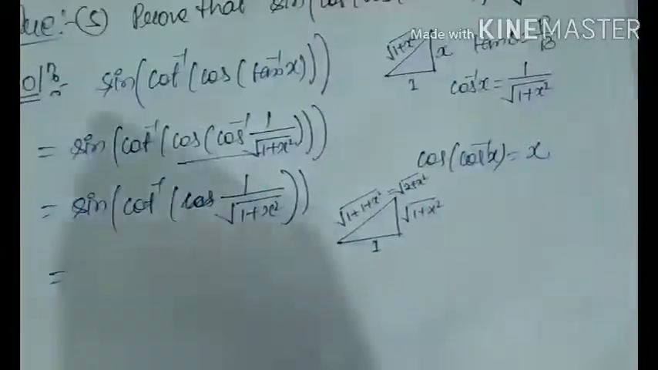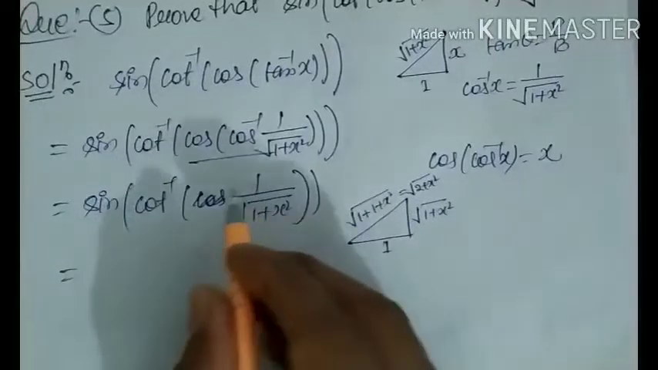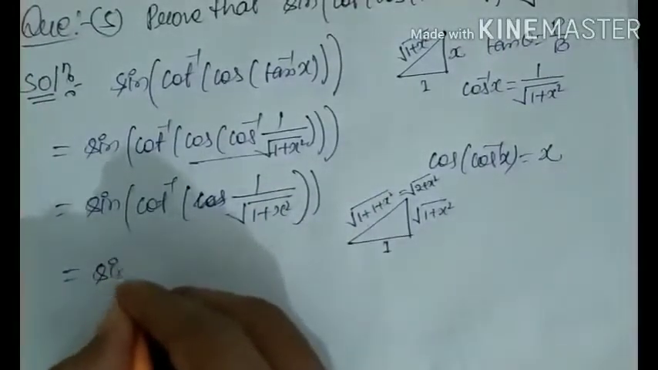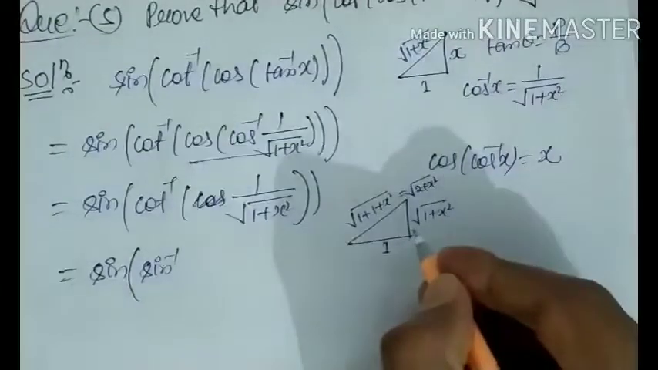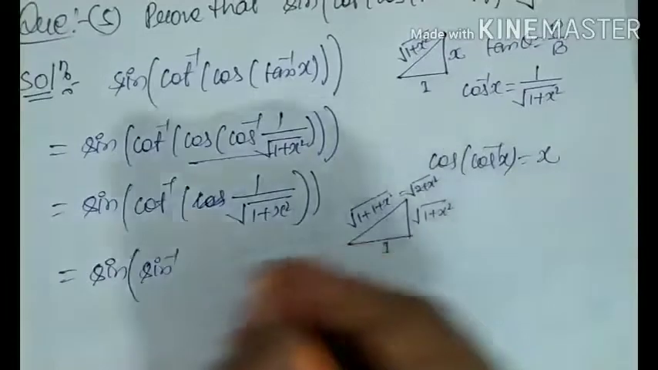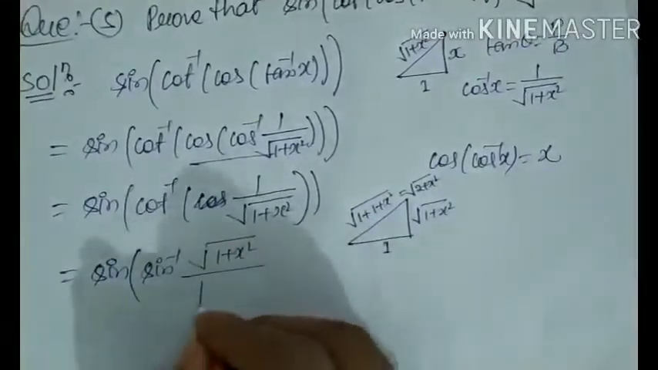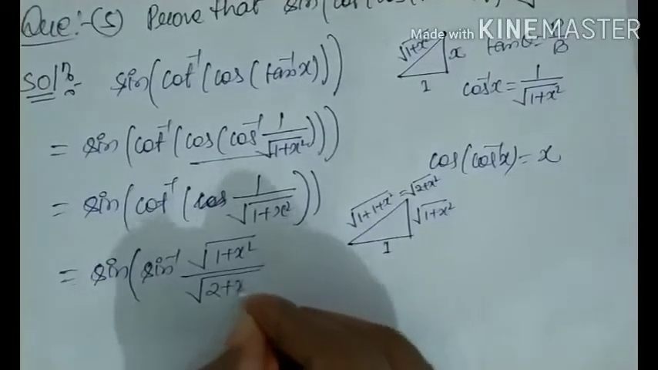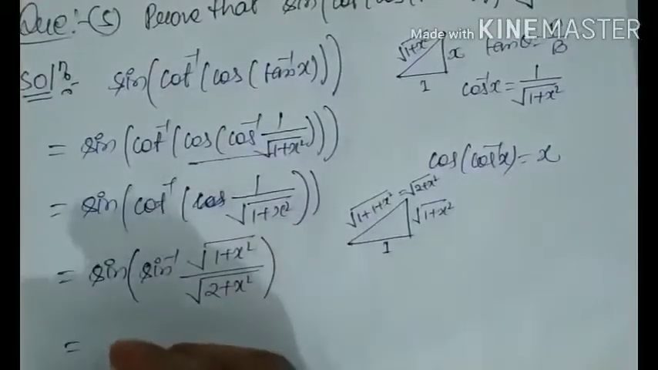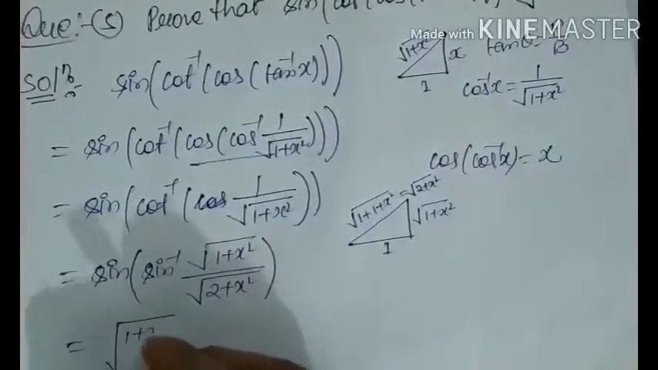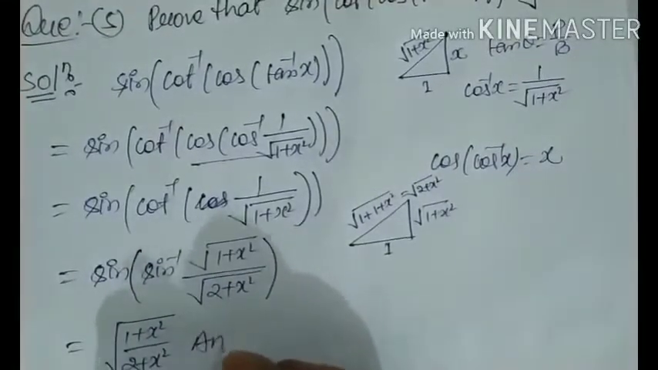Then for cot inverse something, I'm going to convert it in the form of sine inverse. That's why it will be sine of sine inverse root over 1 plus x square upon root over 2 plus x square. Sine of sine inverse something will be equal to something, which means 1 plus x square upon 2 plus x square. This is our answer.